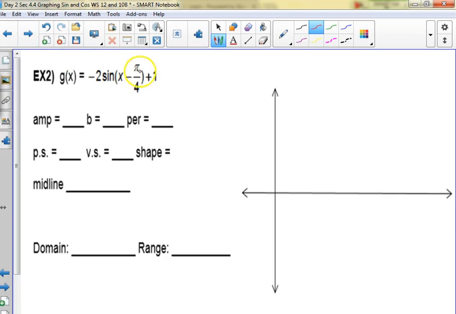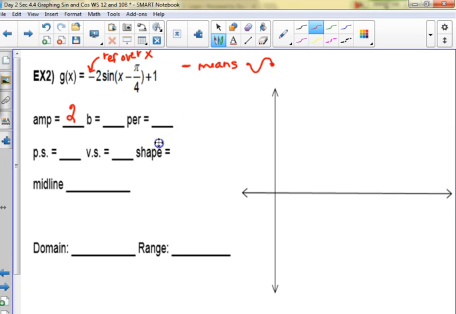So tell me one thing, Fatih, anything about all these blanks. Amplitude is 2. What does the negative do? Amplitude is always positive, remember? Yes, reflect over x before we do the vertical shift. So basically it's going to have a shape of starting at the midline and going down, right? Because it's a sine graph. Everybody good?